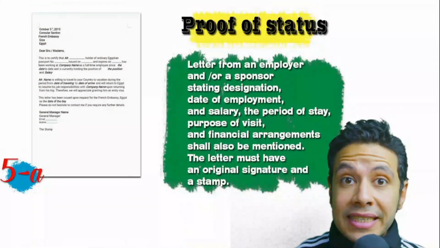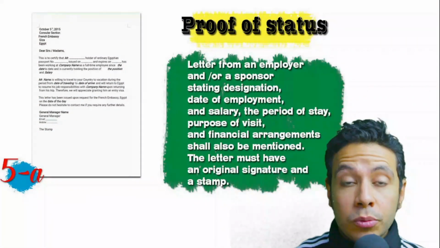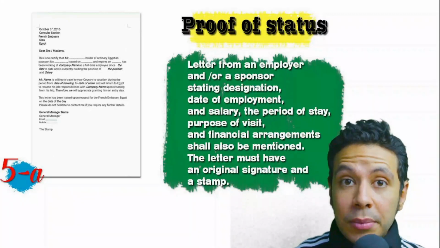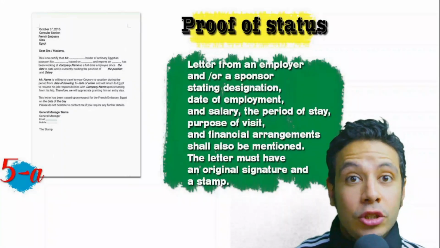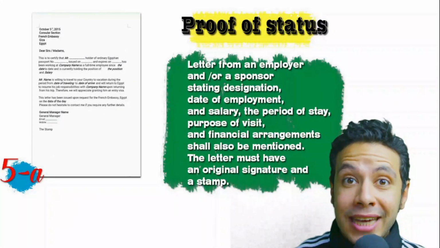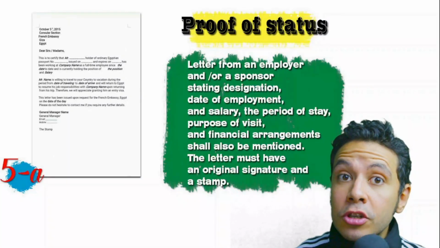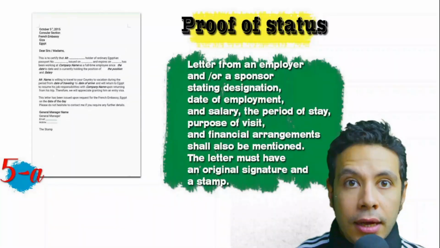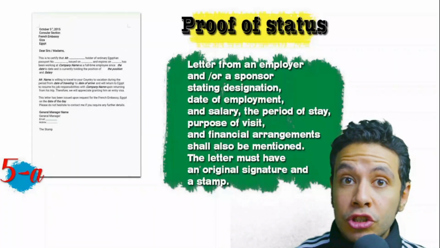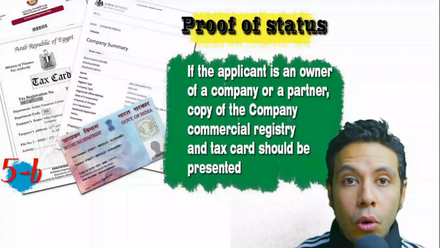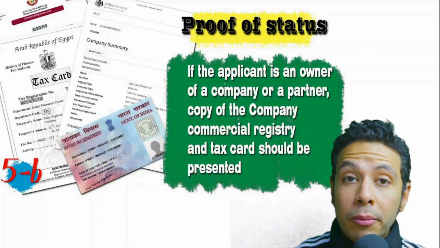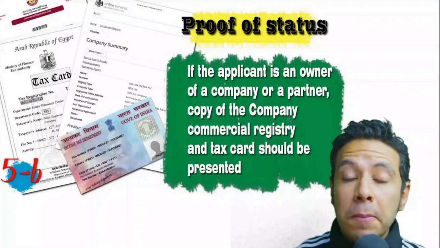In most visa application processes, you will be required to provide proof of status. For example, if you are an employee, you will have to provide a letter from your employer or from your HR department mentioning your name, your work details, and your salary. Both the address and contact numbers should also be mentioned in that letter. And all letters must have an original signature and a stamp. But in case you are the owner of the company or you run your own business, then your commercial registry and your tax card must be presented.